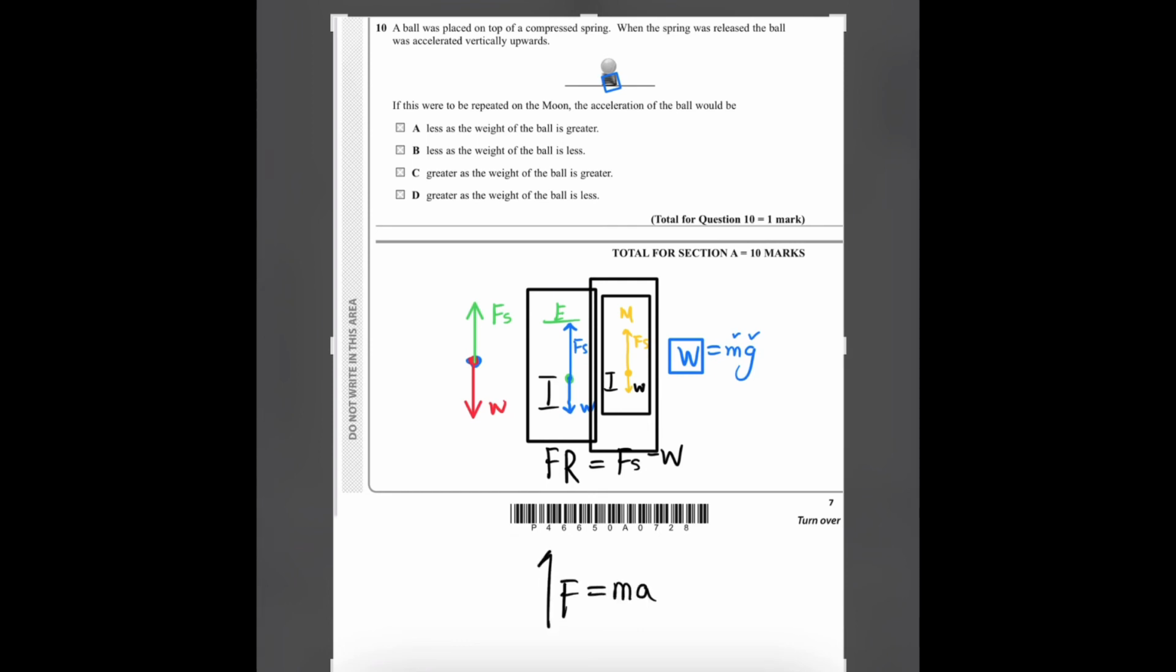With a greater resultant force, we have greater acceleration with the constant mass. So there would be a greater acceleration because there would be a greater resultant force. This is because the weight of the ball on the moon is lower, so greater resultant force and greater acceleration. So the answer to number 10 is D.